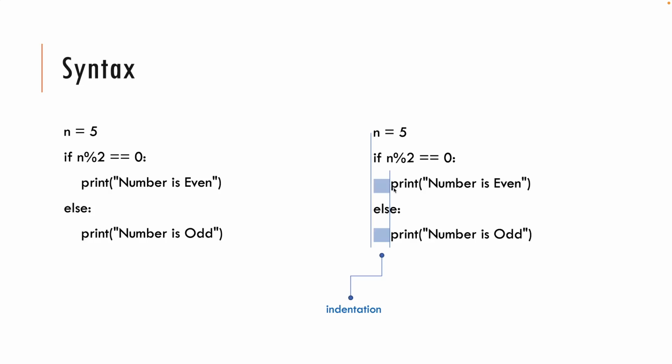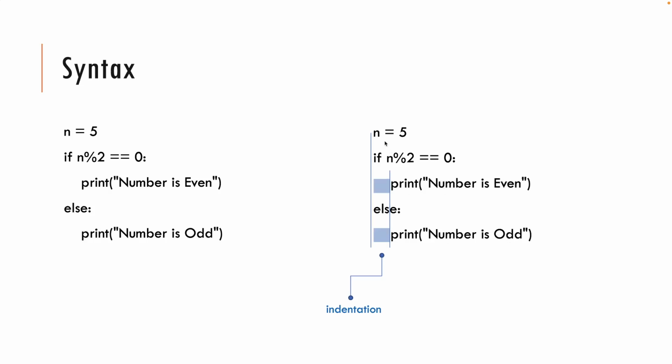This is called a suite. This is also called a suite. Which means that all these statements belong to this block, the if condition. So how does it work? If this condition is satisfied, all these statements inside the block will be executed. If it doesn't satisfy, all statements inside the else will be executed.